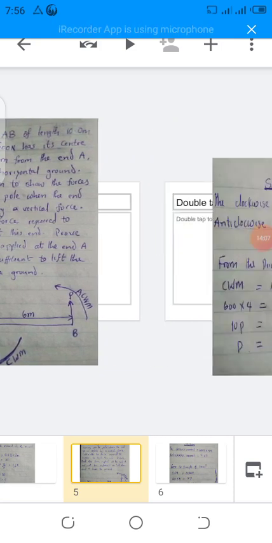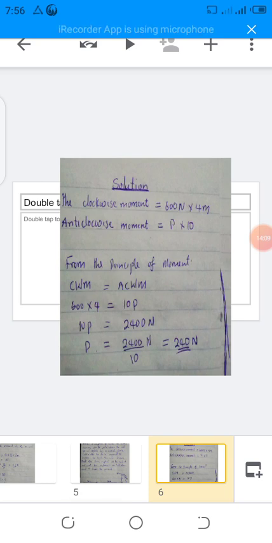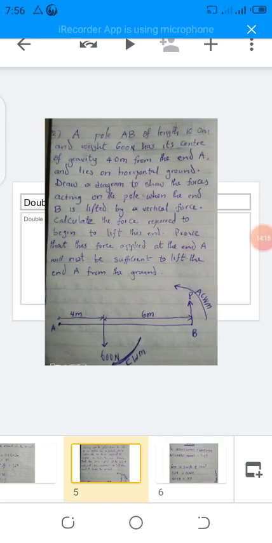Then our anti-clockwise moment will be P times 10. What is P? P is the reaction, the amount of force you apply to lift it up, because that's what they ask us to calculate. Now P is representing the amount of force you apply if you are the one lifting the wood up.